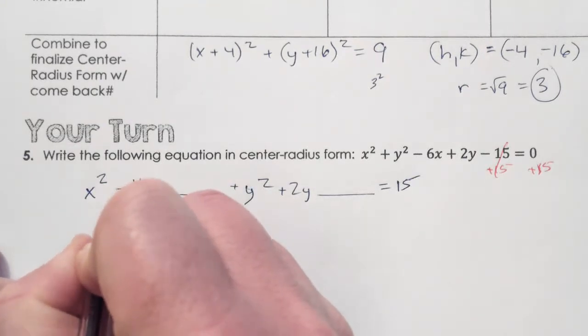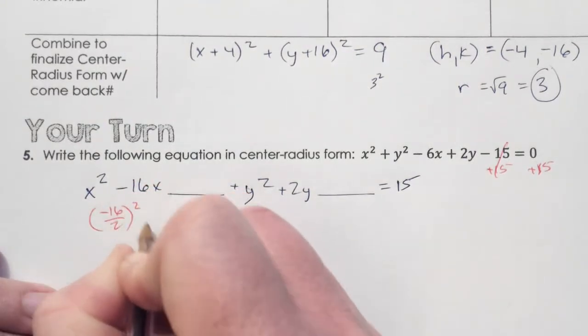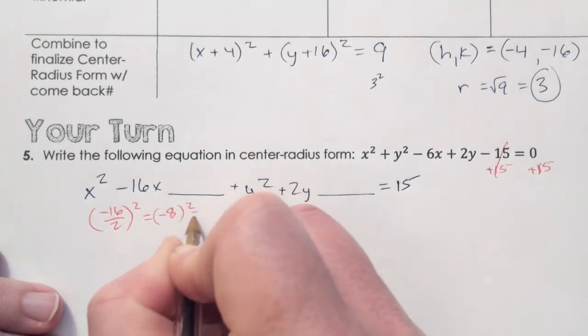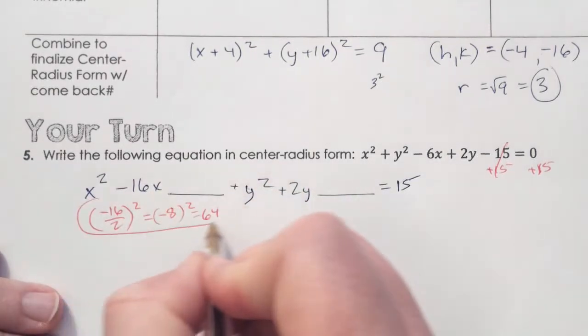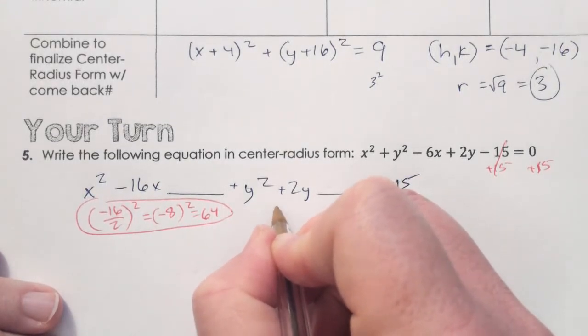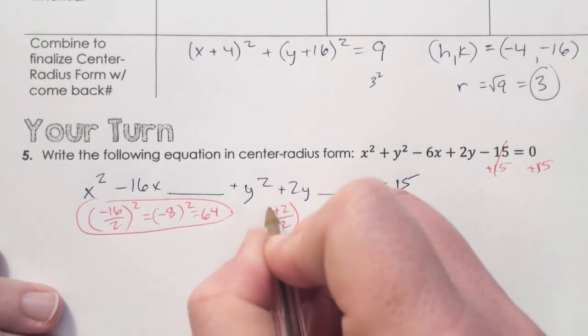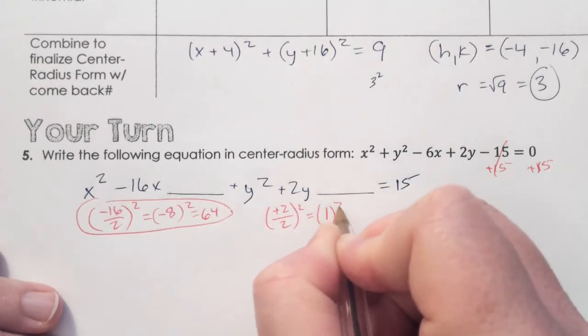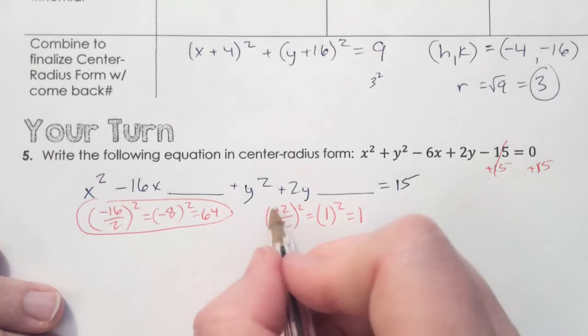Now the next step, we're going to divide by 2. So negative 16 divided by 2 squared equals negative 8 squared, which equals 64. That's a bubble thought. And then over here, we have a positive 2 divided by 2 squared. That is positive 1 squared, which equals 1. That's a bubble thought.